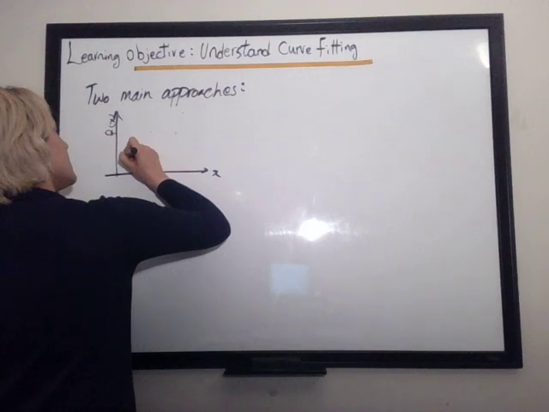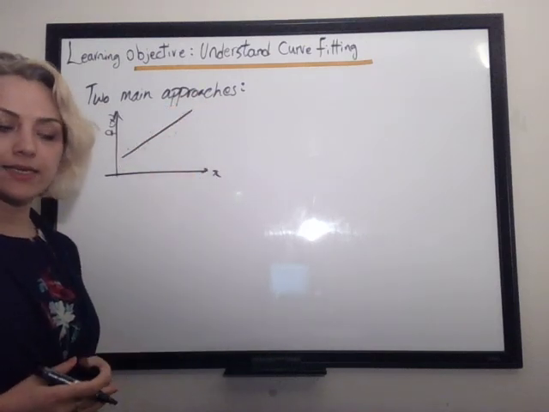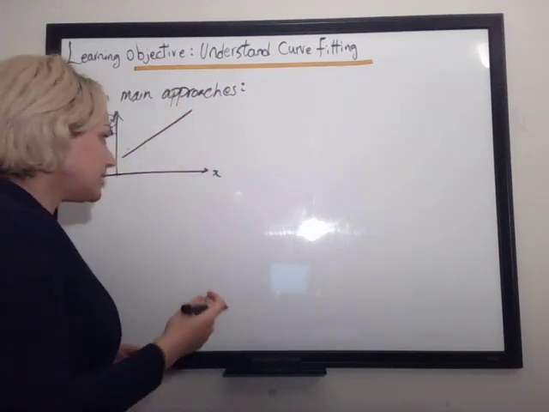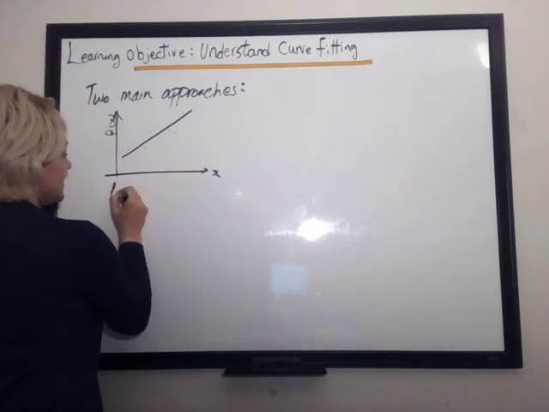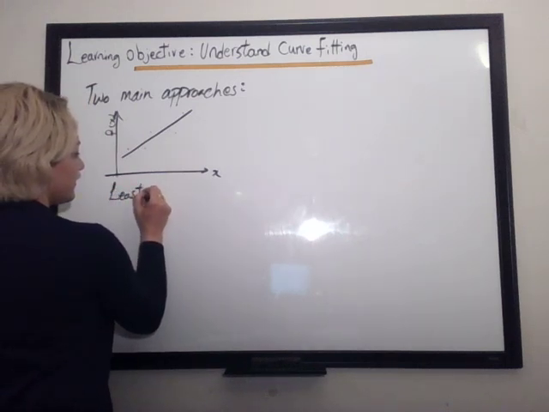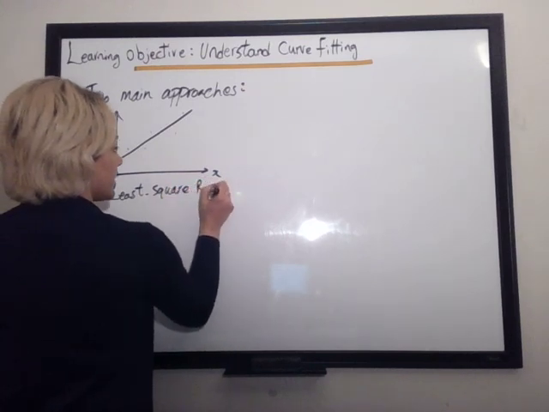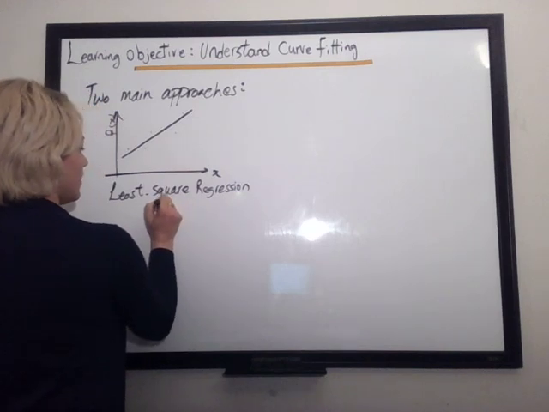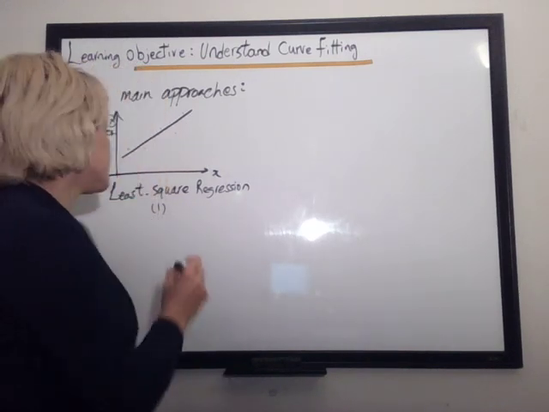So let's say I will find a line like this. The method that we use is the least square regression method, that we are going to talk about in the next video. So it's the least square regression. That's number one in our approach.